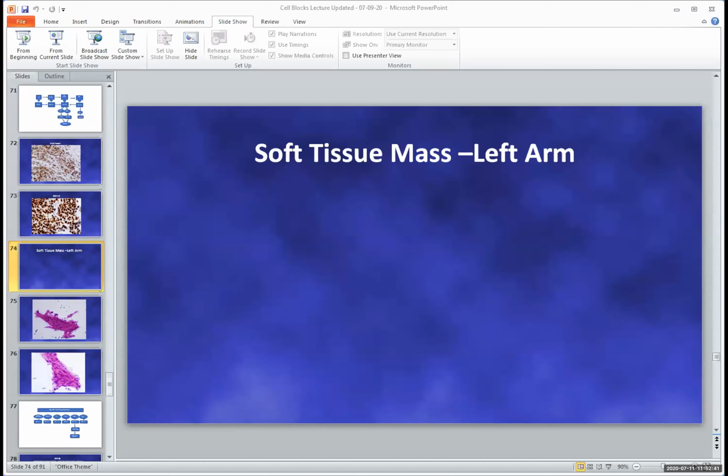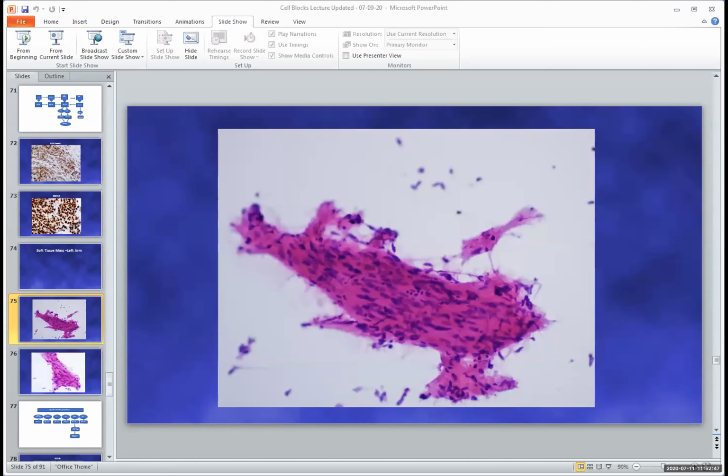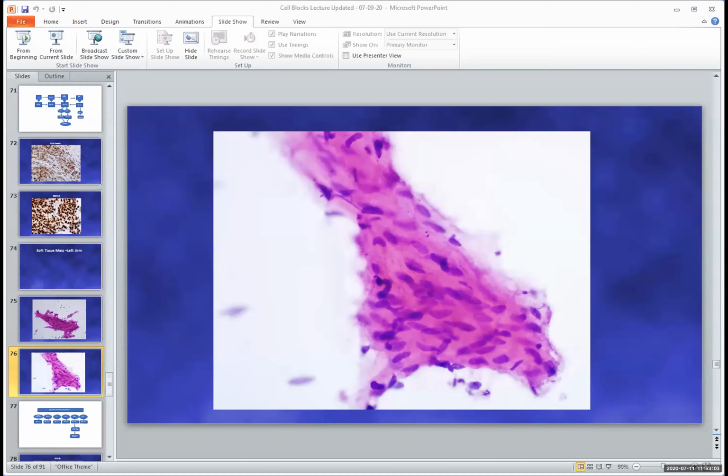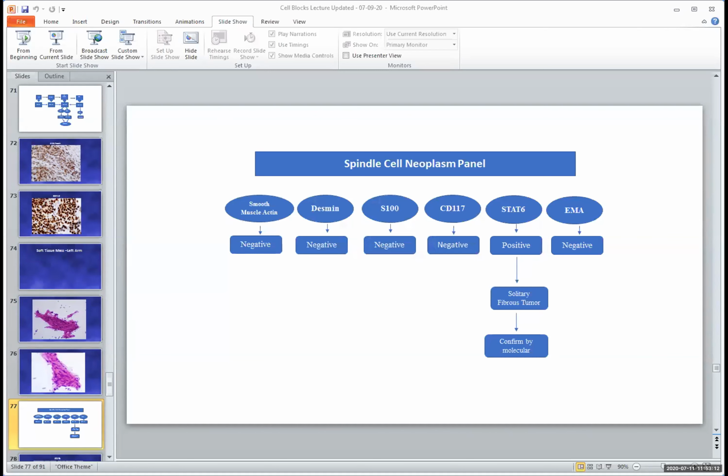Let's take another one, soft tissue mass, left arm. In a middle-aged person, we can see that we have a small fragment here in this cell block. It is clearly a spindle cell lesion that brings in the differential diagnosis of spindle cell neoplasms. A slightly higher power view shows that the nuclei are fairly bland. There are no mitotic figures here, although you wouldn't expect to see them in actuality in specimens that small.